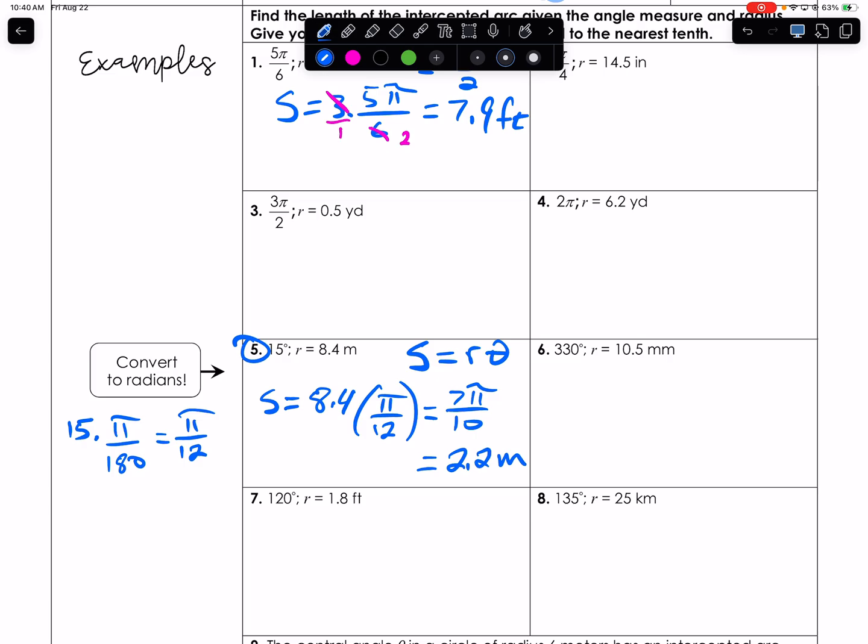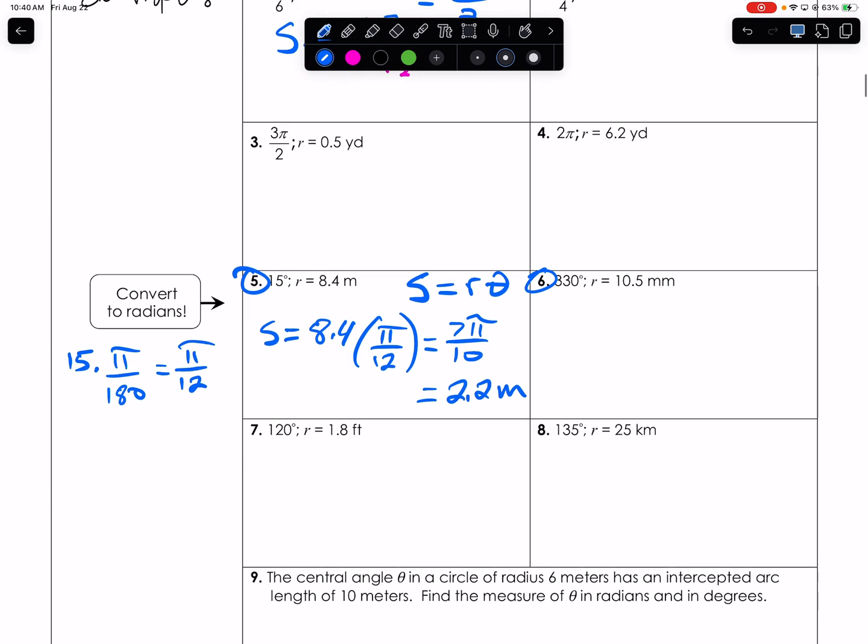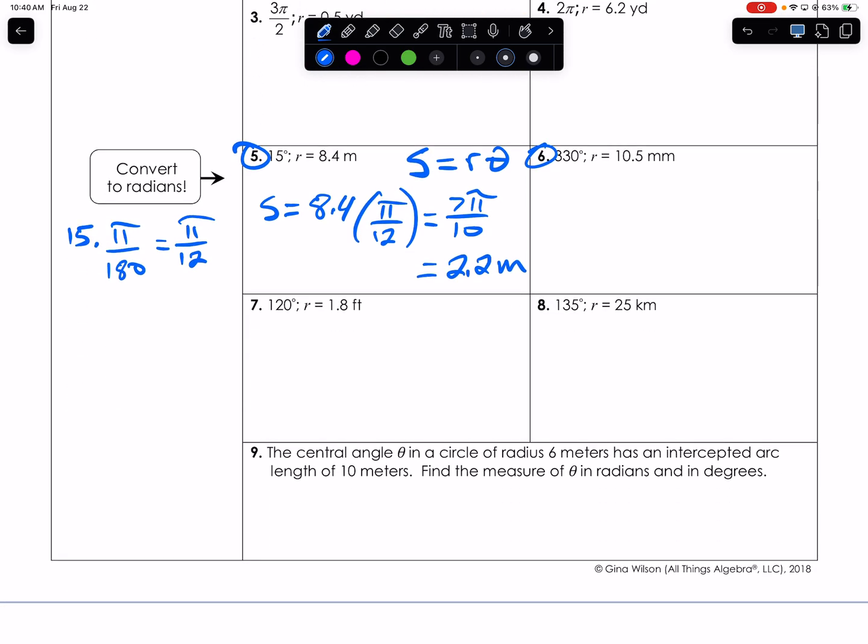How about you do number 6 on your own? I'm going to write the answers up here, so you're going to work on 6. I will freeze the screen, do it up here.